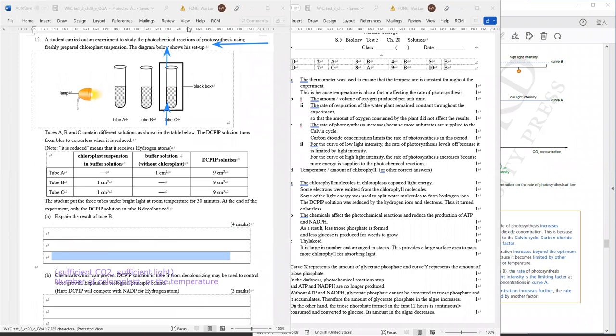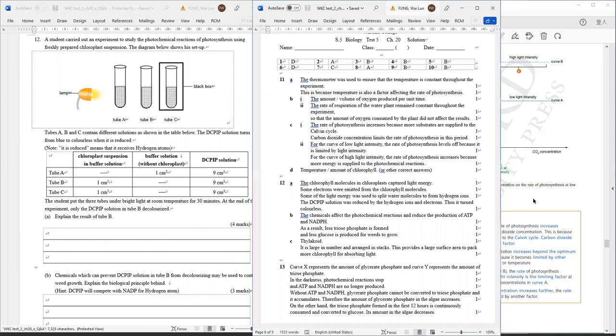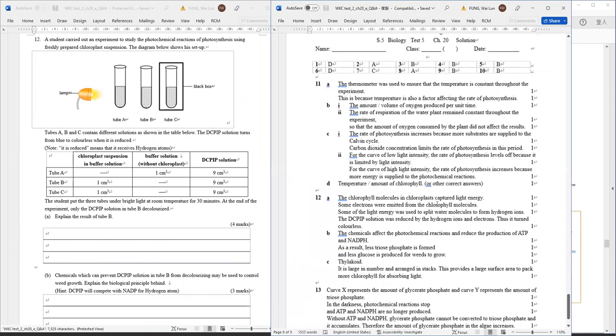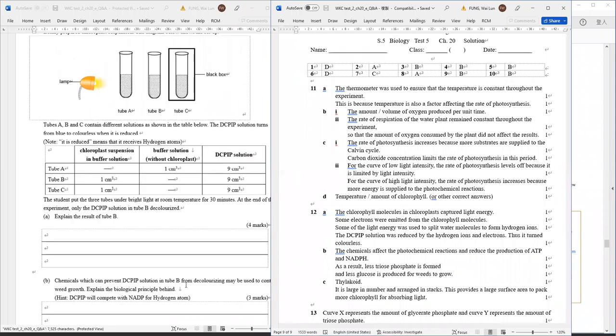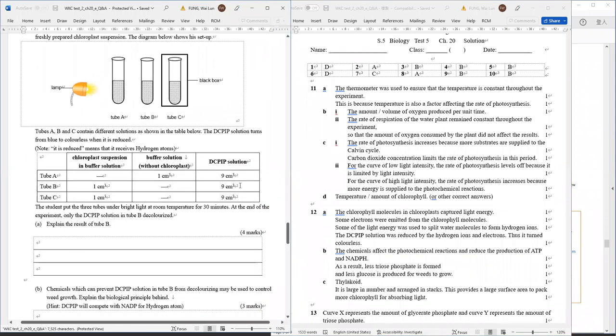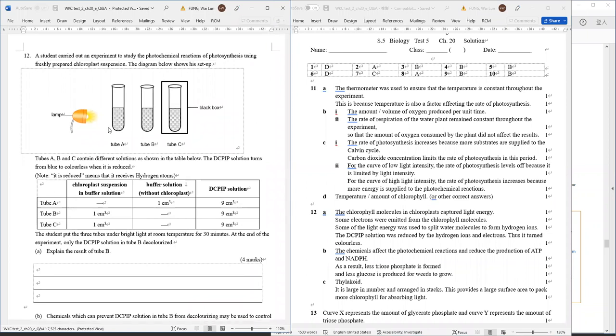Okay, question 12. The student carries out the experiment. So I've explained the solution of this question paper during your lesson, and I taught you how to do it. Explain. So first part, explain the result of tube B. The chloroplast suspension means that they have chloroplast, and DCPIP can change in color when it binds with H.